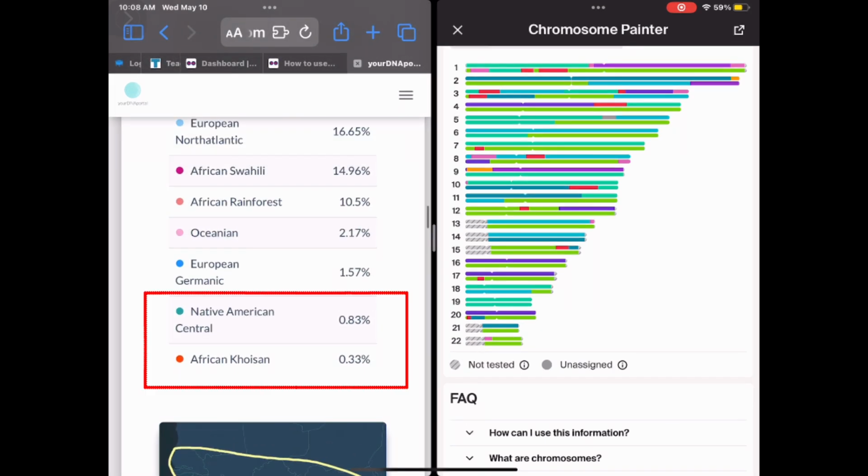Chromosome 8 is showing Native American Central at 0.83% and African Khoisan at 0.33%.